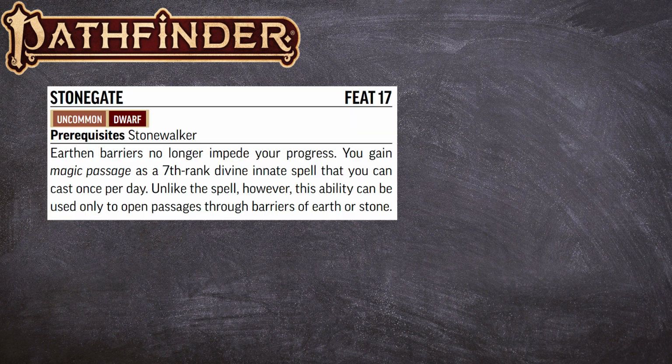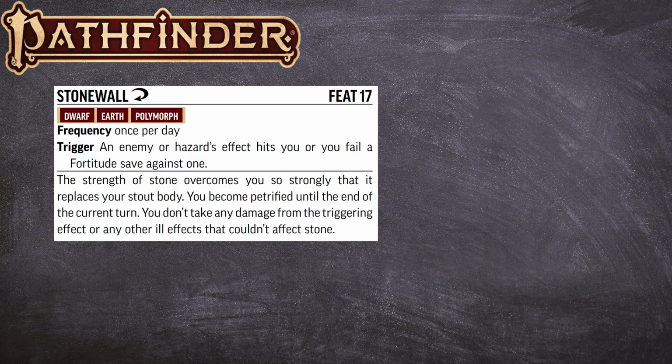Stone Gate, it now references the spell Magic Passage instead of Pass Wall. Stonewall, this is a new feat. It is a reaction, it's once per day. The trigger is an enemy or hazard effect hits you, or you fail a Fortitude save against one. The strength of stone overcomes you so strongly that it replaces your stout body. You become petrified until the end of the current turn. You don't take any damage from the triggering effect or any other ill effects that couldn't affect stone.